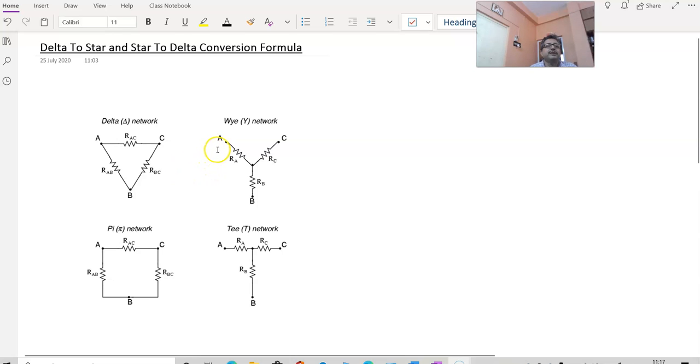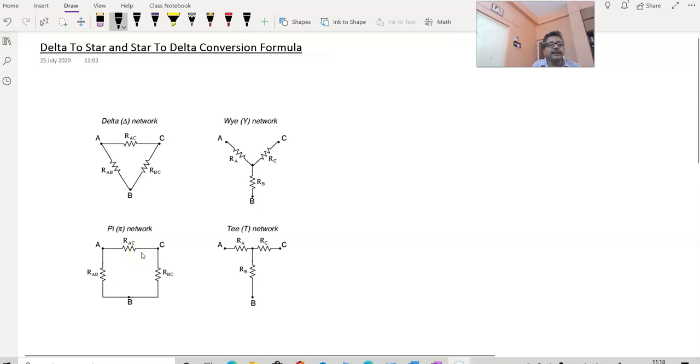So here the resistance between the junction and the point A is RA, between this junction and the point C is RC, and this one is RB. Better you remember this convention here. The resistance starting from the point A is RA, from the point C is RC, from B is RB. In between A and C is RAC, in between A and B is RAB, in between B and C is RBC.